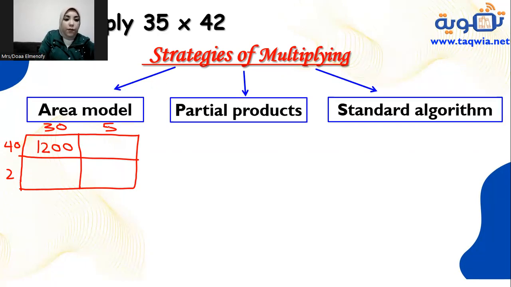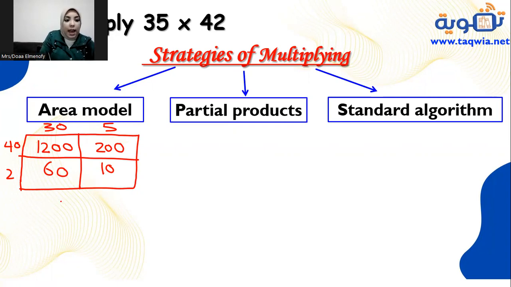And here we have 5 by 40. So here we're gonna write 0, and 5 by 4 equals 20. And 30 by 2. So here we're going to write 0 and multiply 3 by 2 equals 6, and 5 by 2 equals 10. Okay, so after this, we have to add all the products inside the rectangles to get the final product of these two numbers.